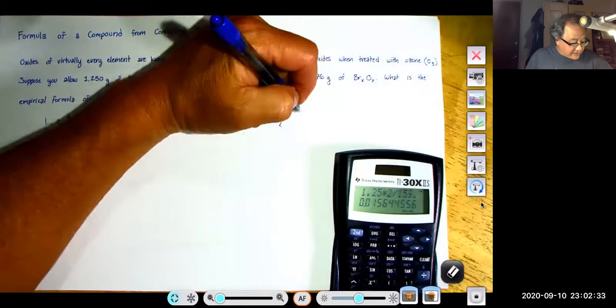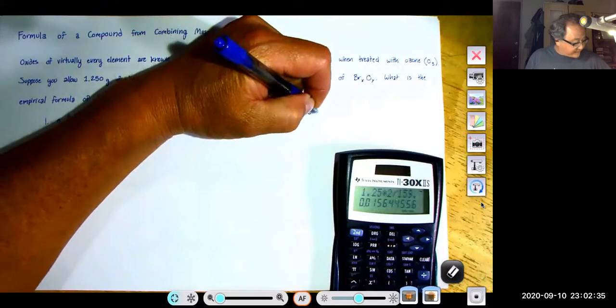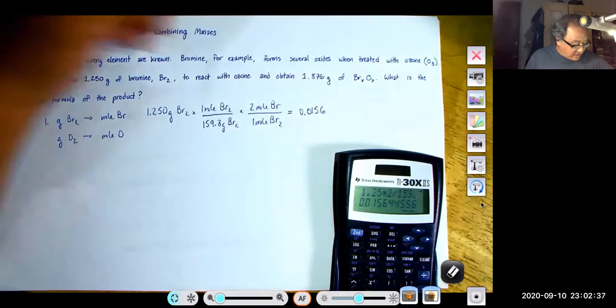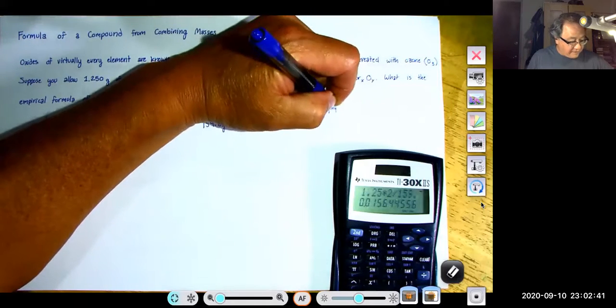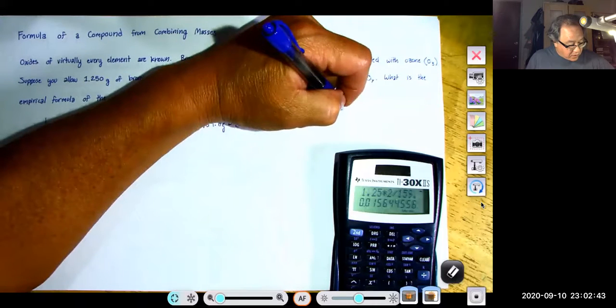And we get 0.015644, or 0.01564 mole of Br.